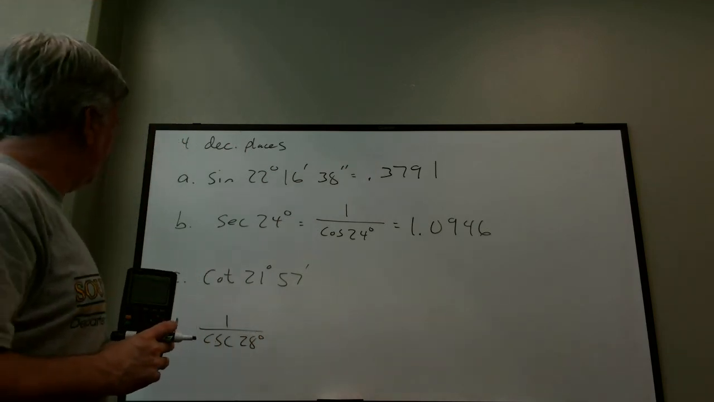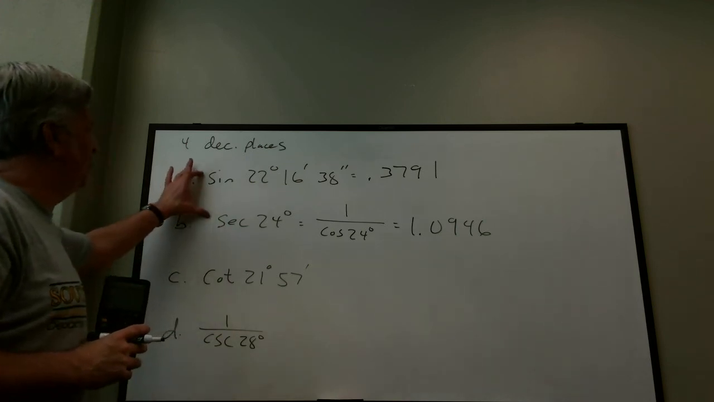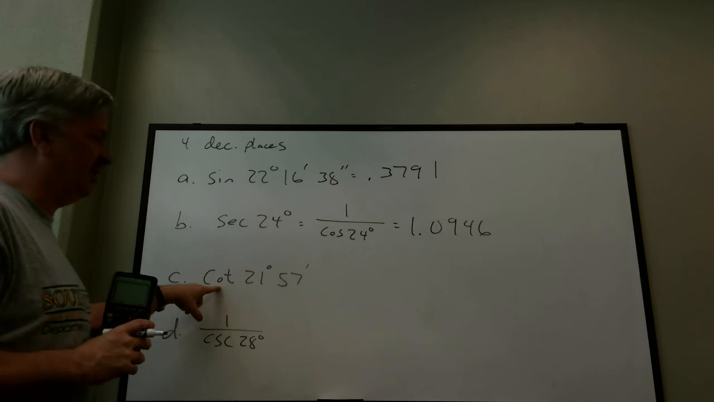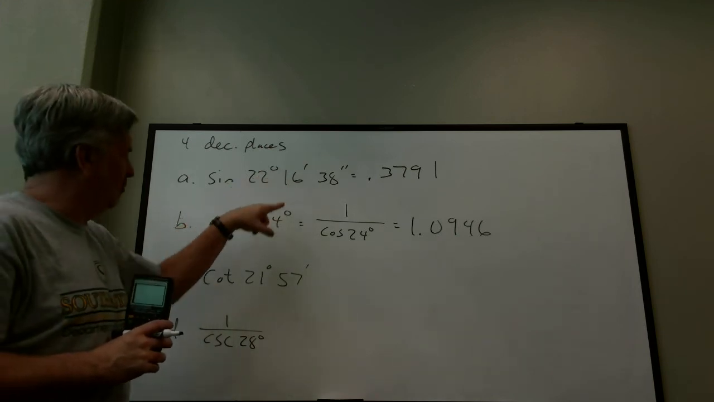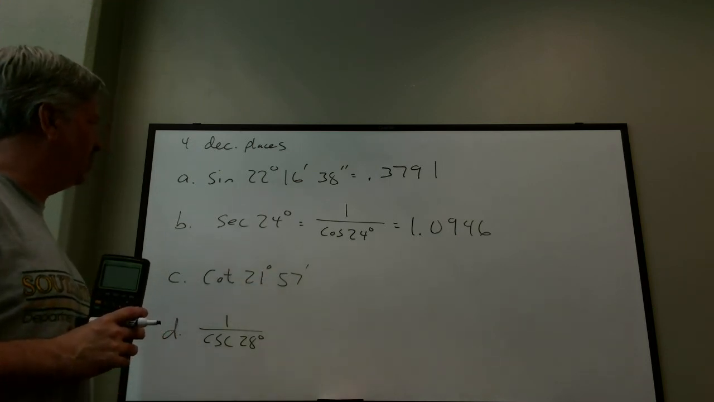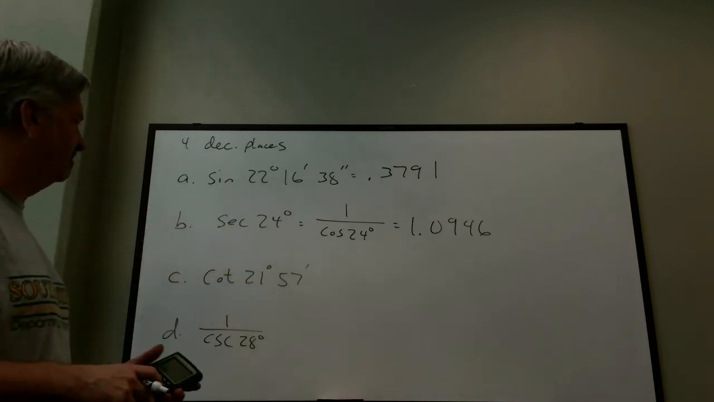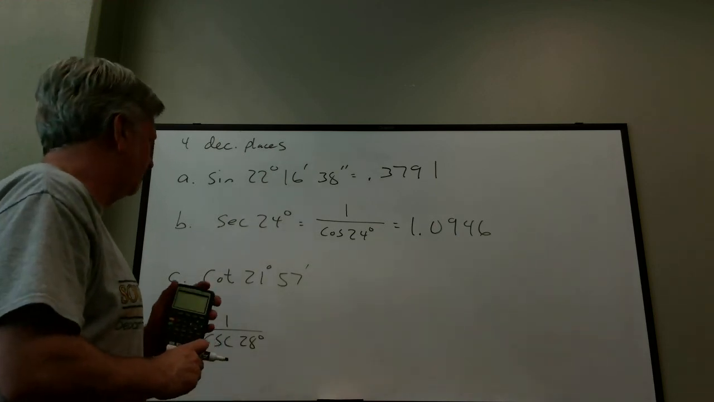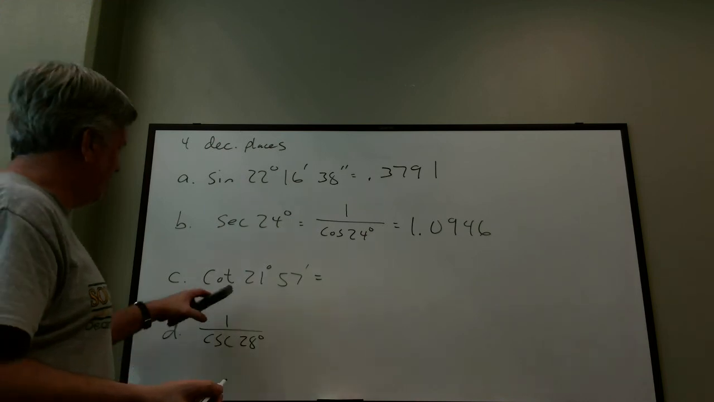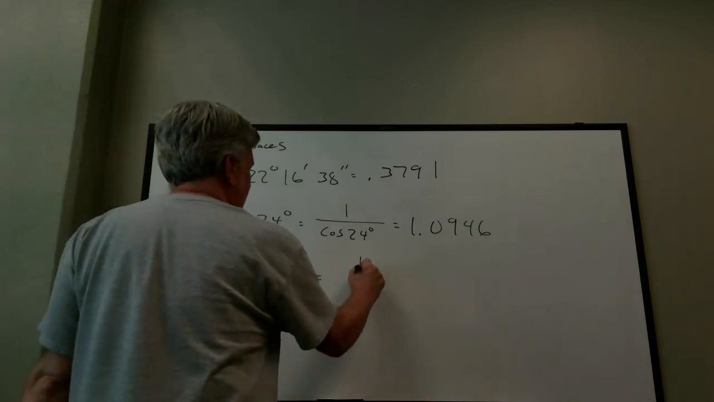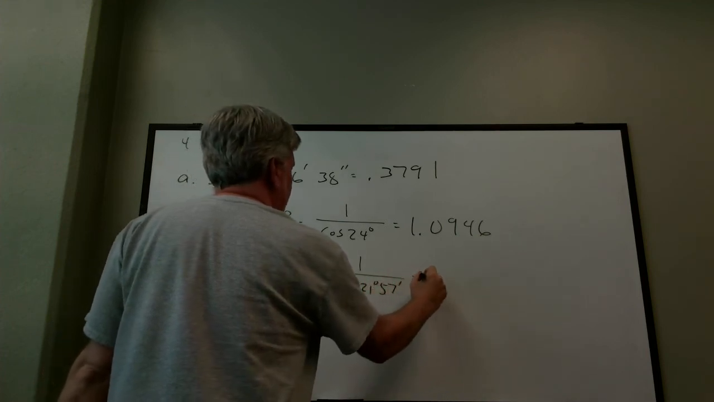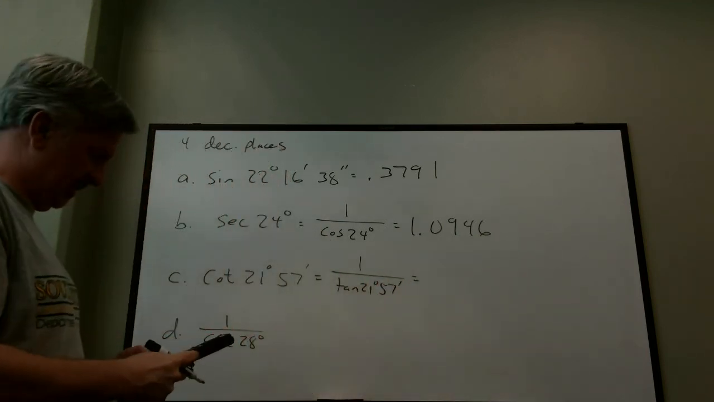Okay? Now, problem C, it's a combination of the previous 2, because we're using cotangent, which is not one of the sine, cosine, or tangent buttons, and we have degrees and minutes in the problem. See if you can pause the video and do this one on your own. It's a combination of the 2 previous ones. Okay, so to do this one, I need to write it in terms of sine, cosine, or tangent. Well, cotangent's a reciprocal of tangent. So this is 1 over tangent of 21 degrees, 57 minutes. And so that's what I'm going to type in.